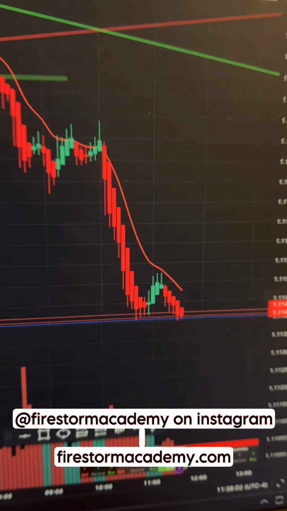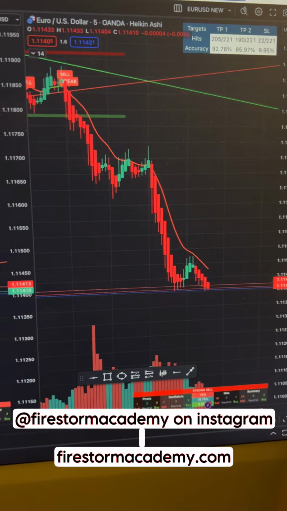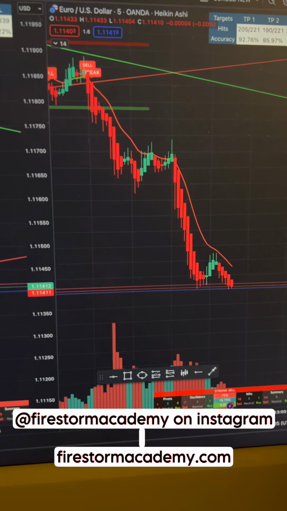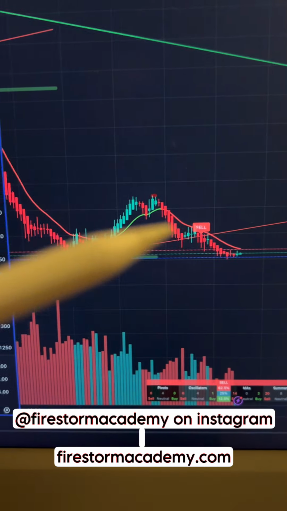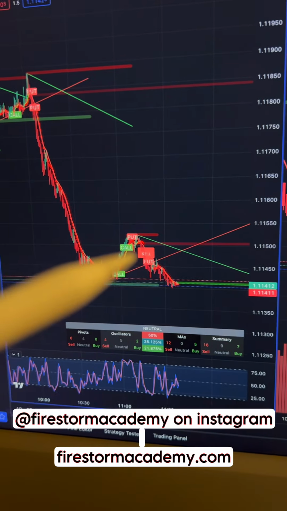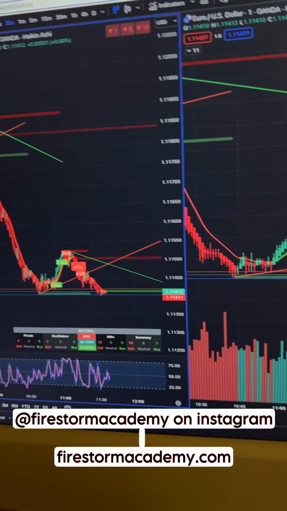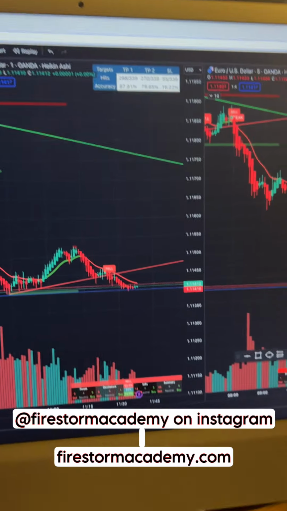If you don't know about pullbacks, you can easily YouTube them. We also go over them in our step-by-step training when you purchase the indicators. Then right here, we got a sell signal, and here we got multiple sell signals. So that's what caused me to get into my trades today.